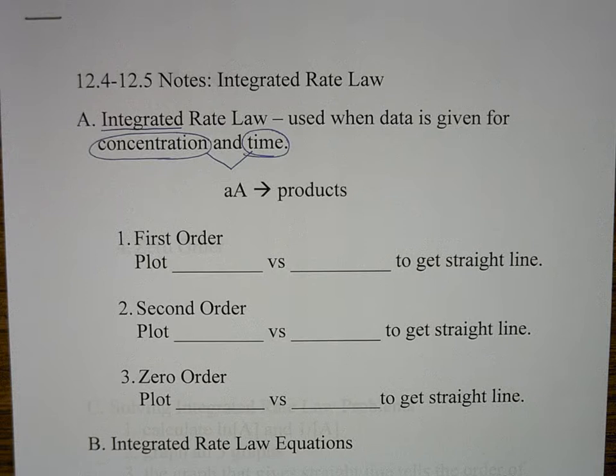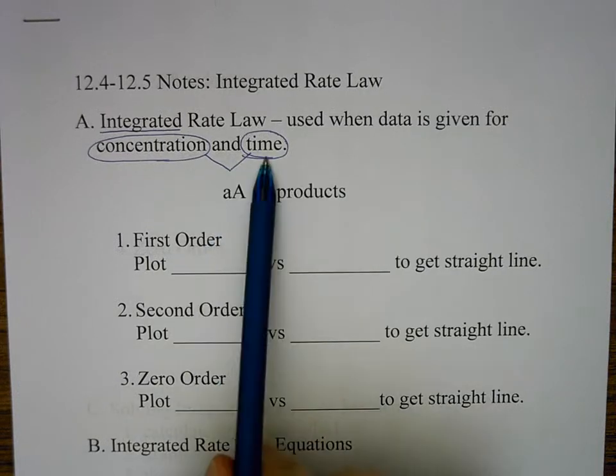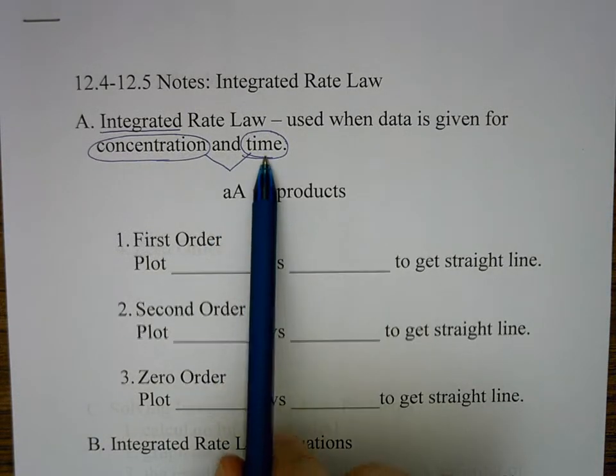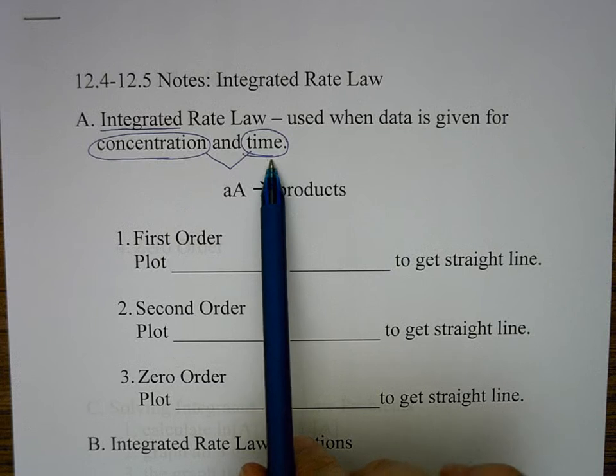The deriving of the equations that we're going to be talking about in this unit came from integrals and integration and stuff like that. You don't have to know that, but that's just kind of where it came from. You just have to be able to use the equations. So we're dealing with different things. Instead of dealing with rate and concentration, we're dealing with concentration and time in the integrated rate law.